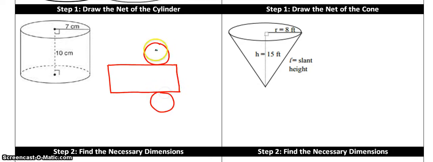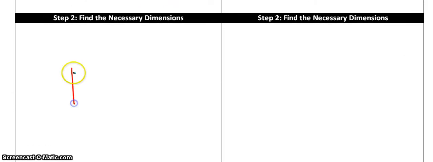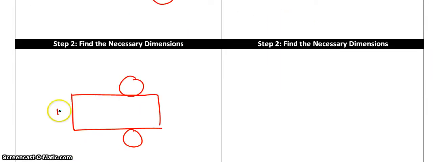Two circle bases, the radius is 7 on both, and the height of the cylinder is 10. So that height is how tall it is, which makes it this side of the rectangle. And once you draw the net, you want to find all the necessary dimensions to actually calculate the surface area. So I'm just going to redraw that net. I know most of the dimensions here, so I knew that this was 10 and the radius was 7. But in order to calculate the area of the rectangle, you also need to know what this side is.